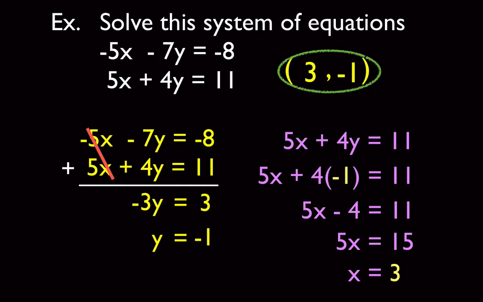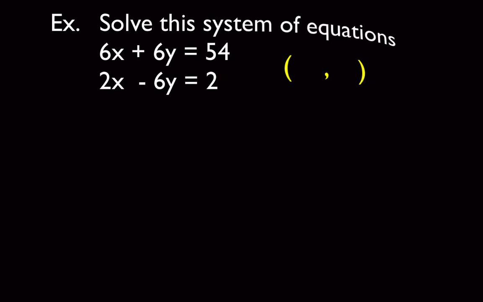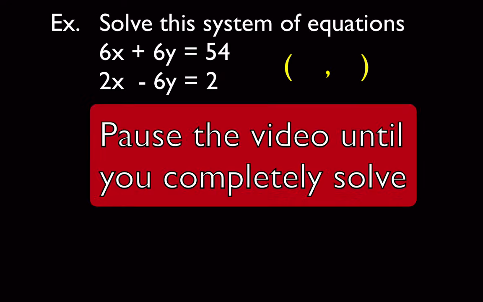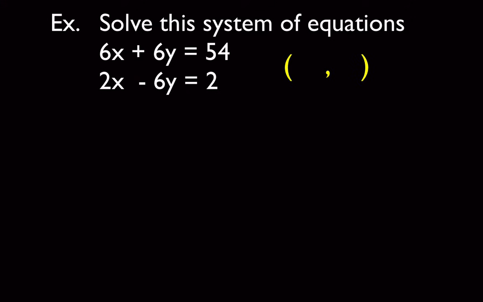Okay, so we're going to have you try one on your own now. So pause the program. Try to identify your opposites. Make sure you put that empty point there. Solve for one variable, plug it back in for the other one. Okay, so hopefully you had time to do that. We're going to go ahead and start the problem.